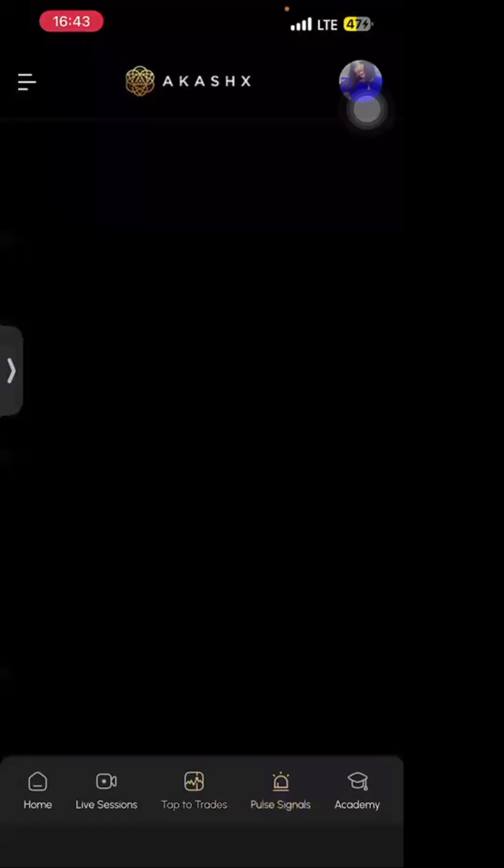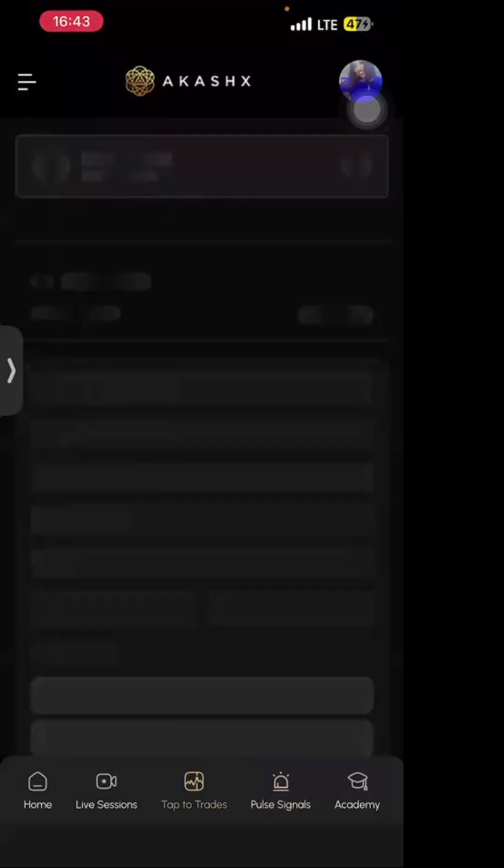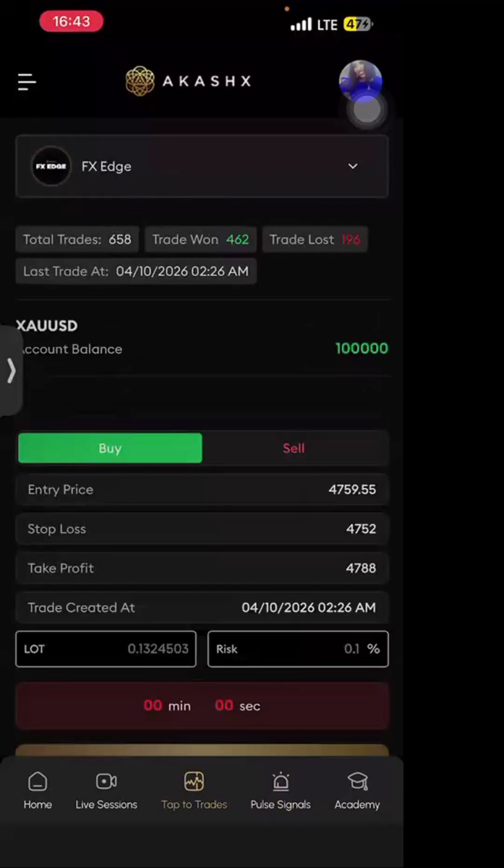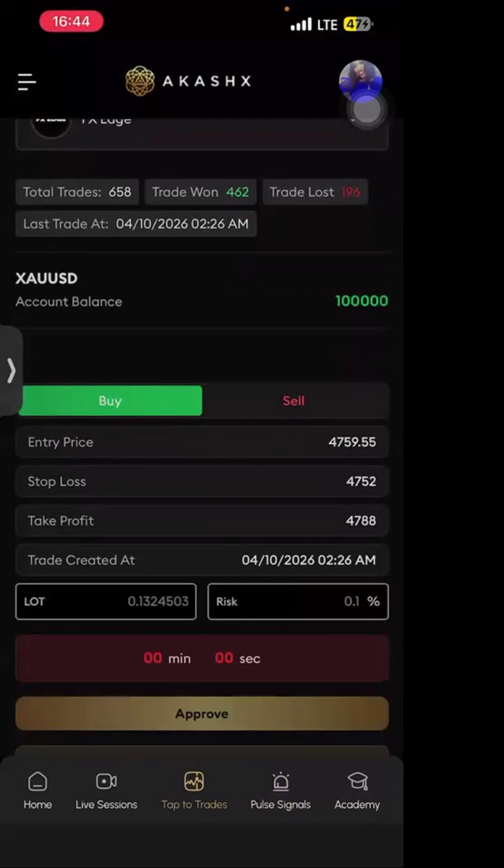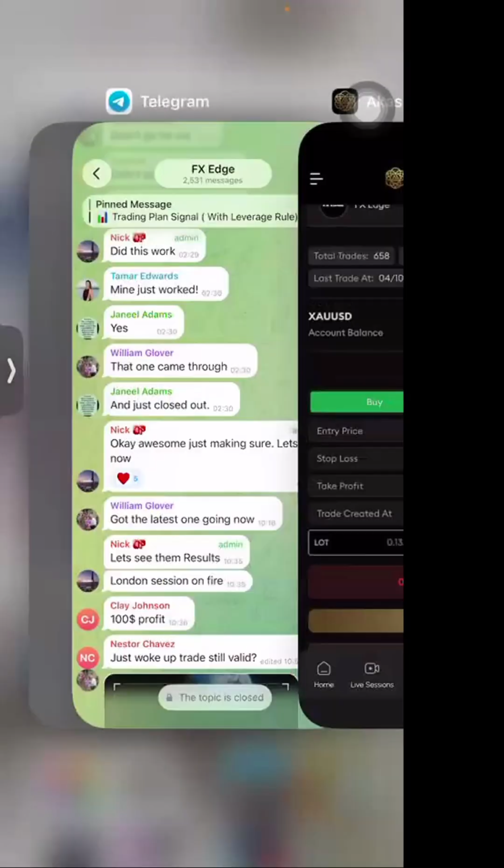She's also on the Tap to Trade. So if you're a busy person and you want her to trade for you, all you need to do is to ring her button, connect your $100,000 account with Akashx, and then you're good to go. You can see my account balance, $100,000 showing here, right? So yeah, this is it with Akashx.